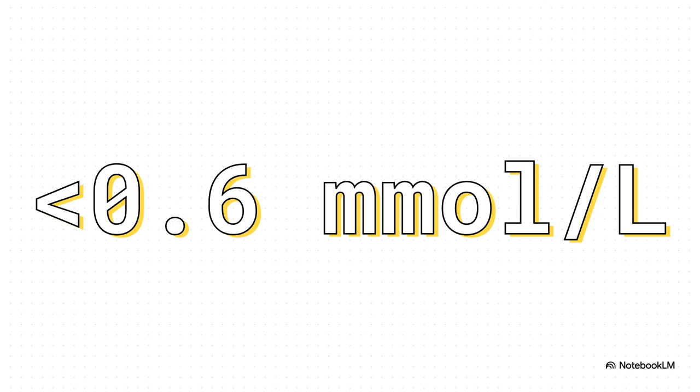And for hypoglycemia, this is the number you need burned into your brain. When that blood glucose level dips below 0.6 millimoles per liter, the brain is literally starved of fuel. It just doesn't have enough energy to stay online. That's not a guideline. It's a hard metabolic cutoff for consciousness.